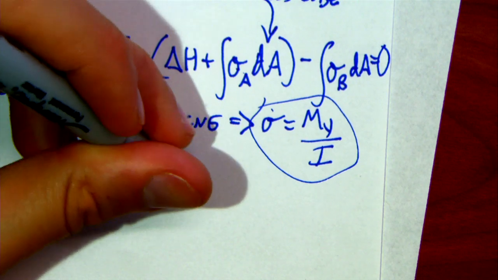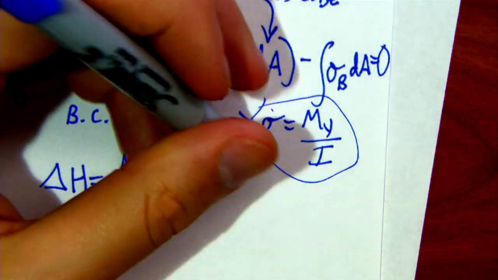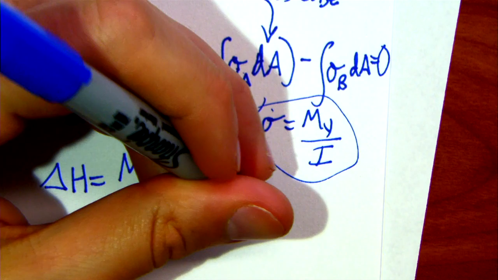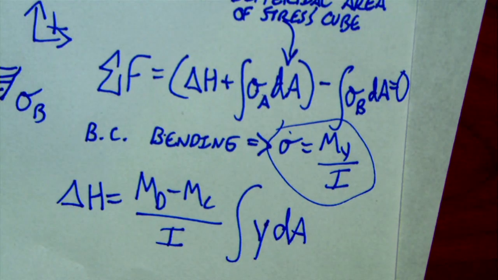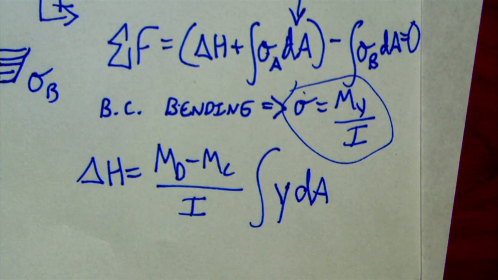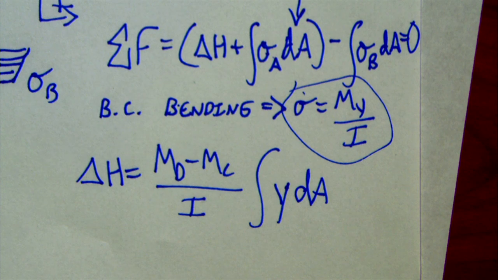It looks something like this. And again, this is like a crazy derivation. Why would you ever need to know this? But it's good to know at least where some things come from. So you end up getting something like that, because the My over I gets substituted into the integral of sigma dA. M and I are constants. Y is not, because y is where you are along the cross section, right? So you end up left with the integral of y dA.